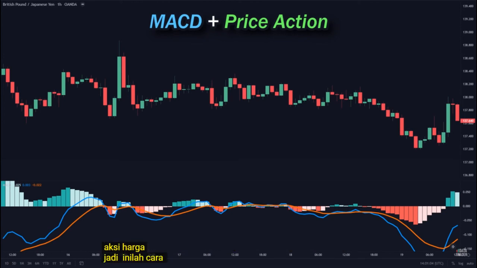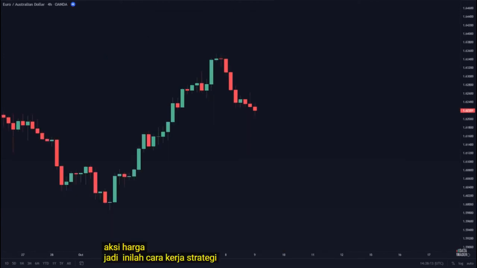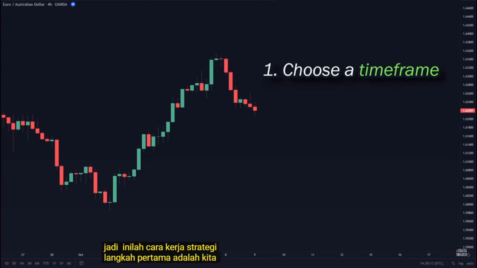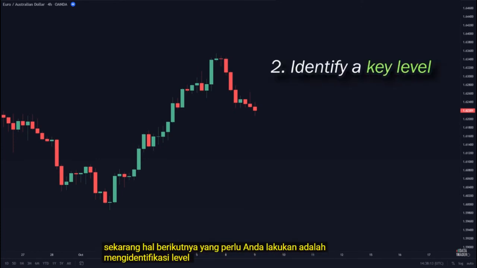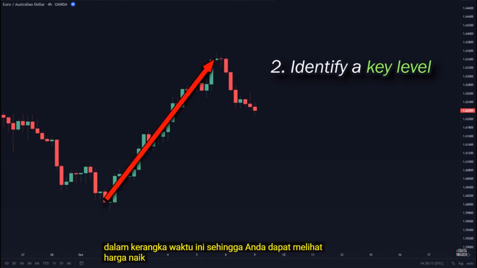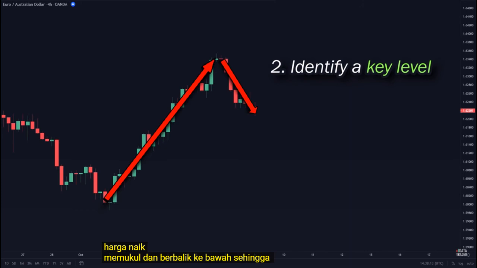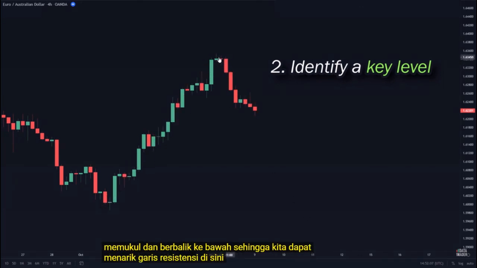So here's how the strategy works. The first step is we need to choose a time frame. In this case, I'm using the 4-hour time frame. Now the next thing you need to do is identify a key level within this time frame. So as you can see, the price went up, hit and reverses downwards. And so we can draw a resistance line up here.